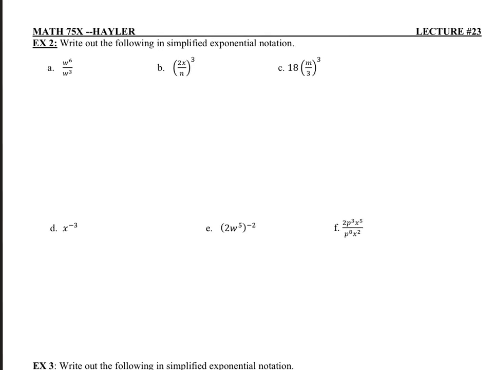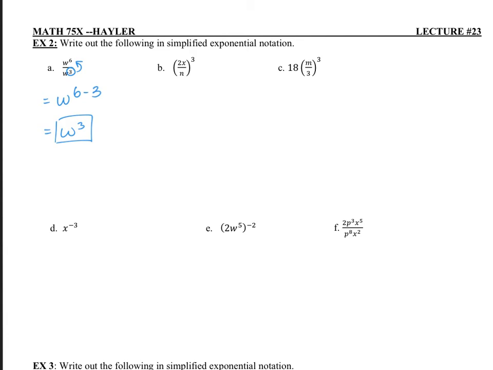Example 2. Write out the following in simplified exponential notation, excuse me. Okay, so let's see. w to the 6 over w to the third power. Well, that's that fractional rule, so what we know is we keep the base and we subtract the exponents. Now note, you always subtract the bottom one from the top. You never reverse it. The one on the bottom should always be the one being subtracted. So this is going to be w to the third power, and we are done. No other rules of exponents to apply.